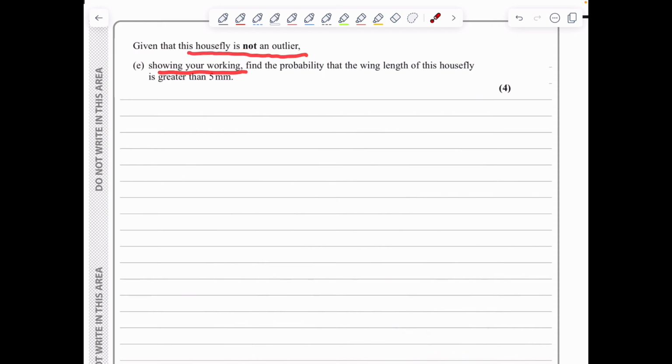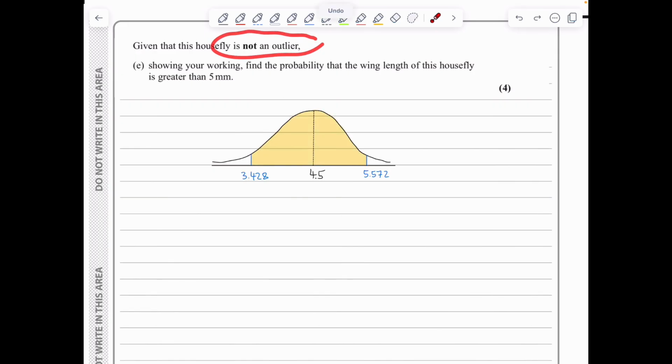And then in part E, we are told that given that this housefly is not an outlier, showing working, find the probability that the wing length is greater than 5 millimeters. Once more, I will draw my bell-shaped curve. It's a conditional probability question here. We know for sure that we are not an outlier, so we are between 3.428 and 5.572. And we're wondering what's the probability that we are greater than 5 millimeters. So maybe 5 is here.